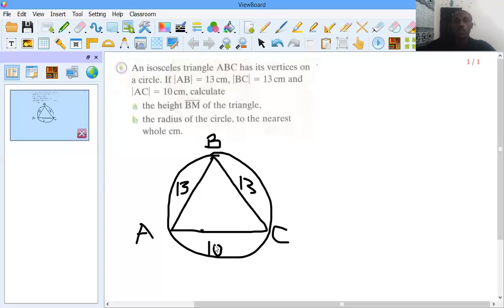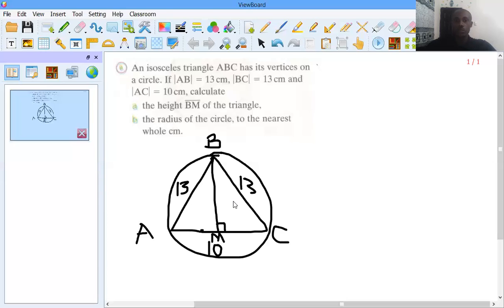Okay, so calculate the height. The height of the triangle is the line from the vertical angle down to the base, which forms 90 degrees with the base. It's at right angles to the base. So this is point M. Here is point M. So this is how the sketch should look.